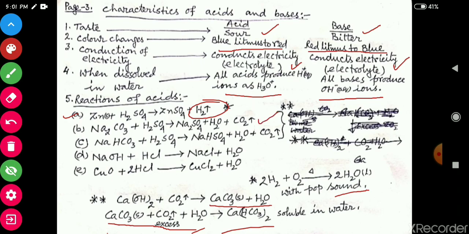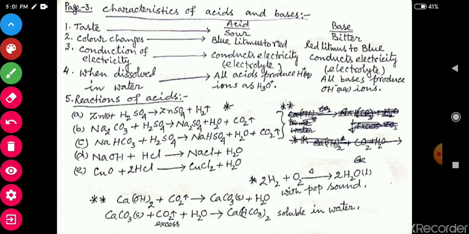Now, acid-base reaction. When acid reacts with base, it produces salt and water. When metal oxide reacts with acid, it produces salt and water. Now, the reactions of bases.